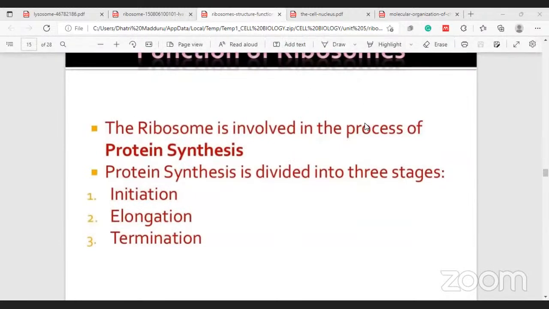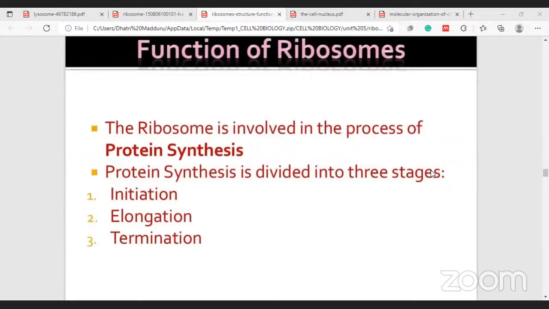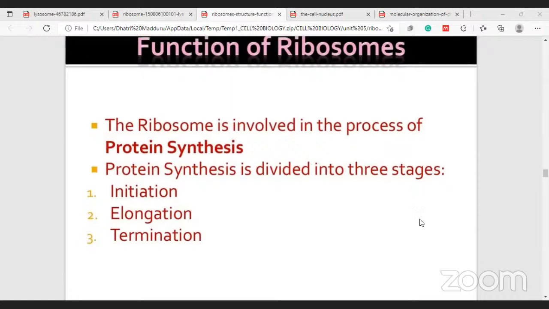So what are the functions of the ribosomes? They are involved in protein synthesis. This again has 3 steps: initiation, elongation, and termination. In the real process there isn't any separate initiation, elongation, or termination, but this is for our understanding, where we divide these components into 3 steps.